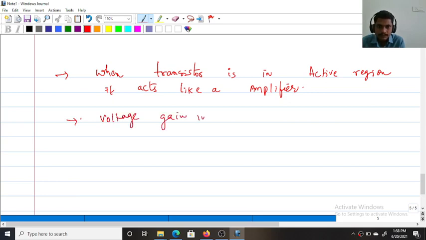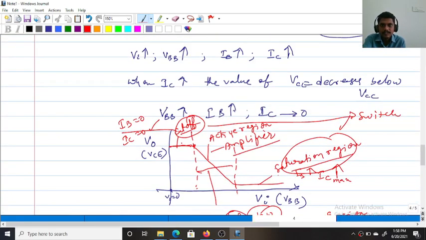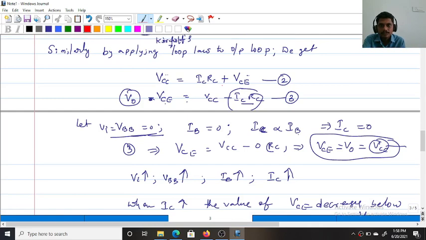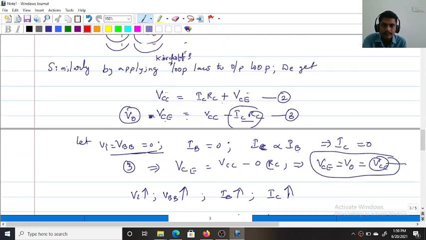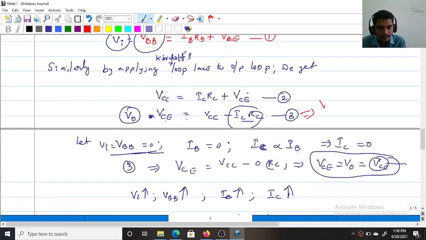So the voltage gain of the amplifier is AV. It is the ratio of the change in output voltage to the change in input voltage, delta V naught by delta Vi. Where is the output voltage here? We can use this relation: V naught is equal to VCC minus IC RC. Here VCC is constant; it does not change.